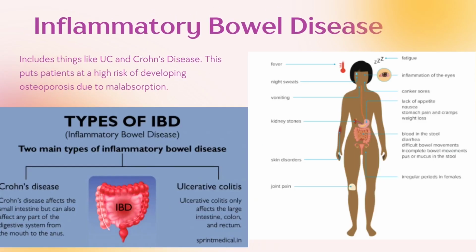Next, we're circling back around to the inflammatory bowel diseases. So that includes UC and Crohn's. It puts a patient at a high risk of developing osteoporosis due to malabsorption. And I've included different pictures here about the difference between the two and signs and symptoms you might see with an inflammatory bowel disease.